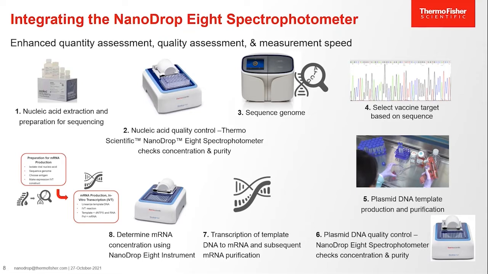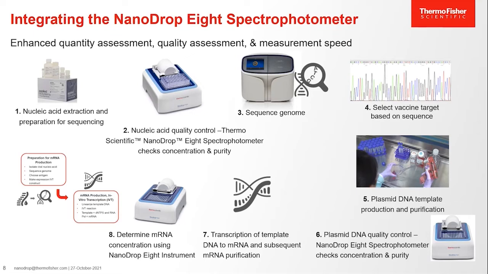So as we talked about, one of the first steps is extracting the nucleic acid from the virus and preparing it for sequencing. After you go through extraction, it's important to do a quality control step for your nucleic acid. And this is where you want to measure the concentration of your sample as well as the purity. Then you can go in and sequence the genome, select the vaccine target based on the sequence, and then grow up your plasmid DNA template, grow it into production, and purify it.